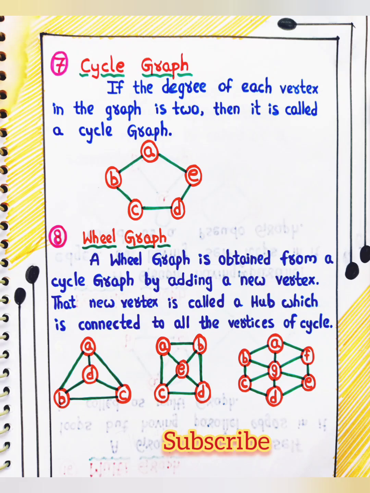Seventh one, cycle graph. If the degree of each vertex in the graph is 2, then it is called a cycle graph. Below we can see the cycle graph example. Eighth one, wheel graph. A wheel graph is obtained from a cycle graph by adding a new vertex. That new vertex is called a hub, which is connected to all the vertices of the cycle. Below we can see the examples of a wheel graph.